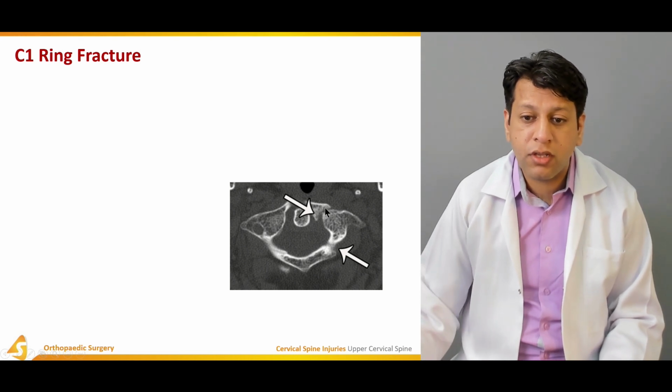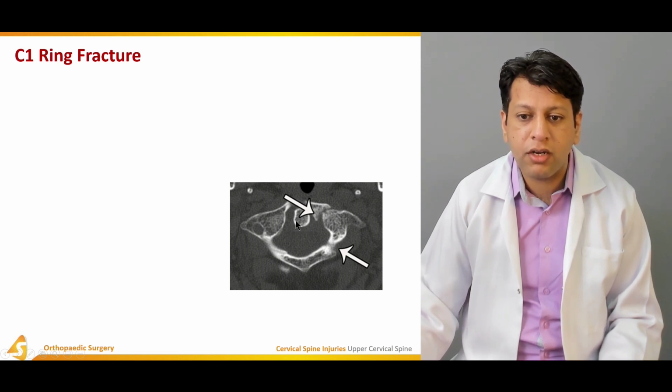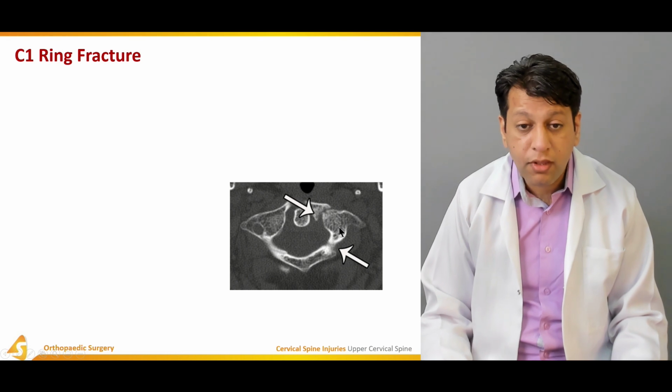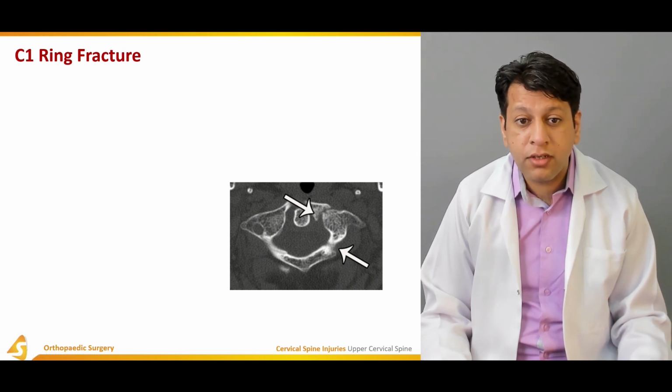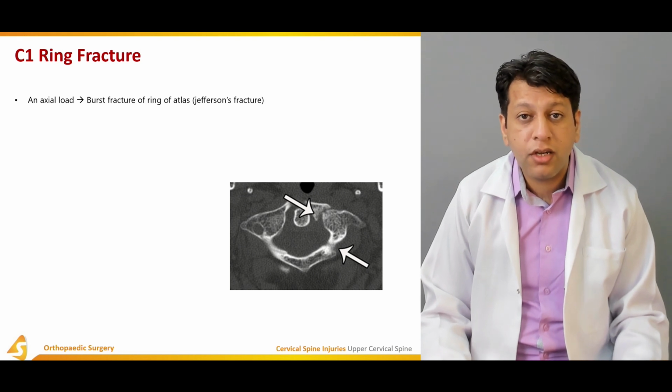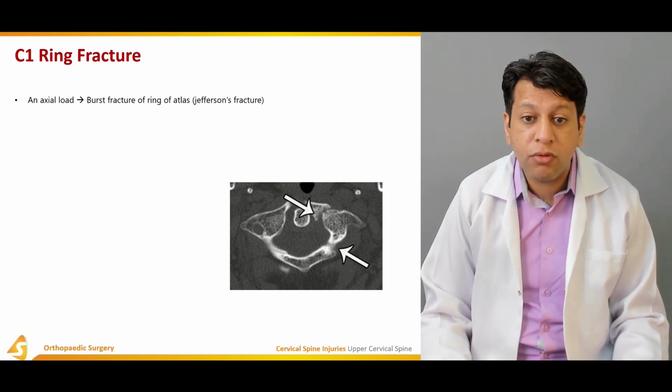If you see, this is the anterior arch, this is the posterior arch, this is the dens of the C2 which is articulating with the C1, and these are the lateral masses of the C1 vertebra. Now, ring fractures are called Jefferson fractures. And why are they common? They usually occur with an axial load, where a burst fracture of the ring of the atlas can occur.